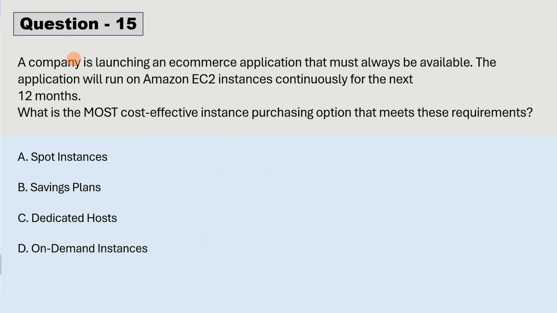Now question number 15. A company is launching an e-commerce application that must always be available. It is the keyword: it must be always available. The application will run on Amazon EC2 instances continuously for the next 12 months. What is the most cost-effective instance purchasing option that meets these requirements? Options are spot instances, savings plans, dedicated host, on-demand instances.